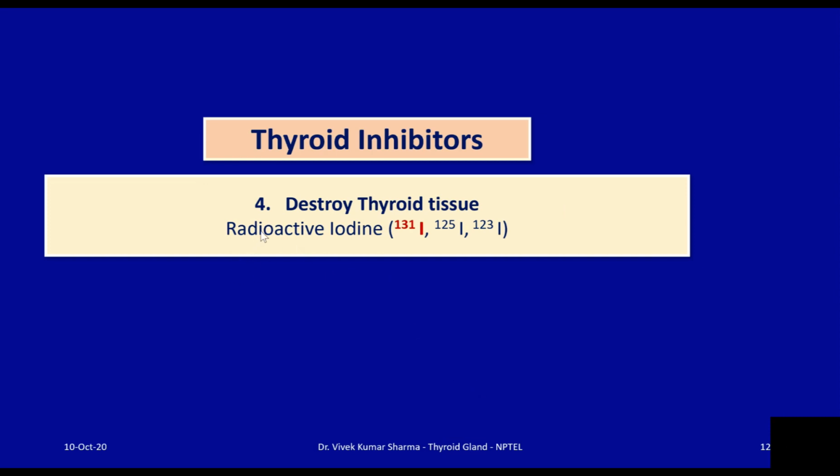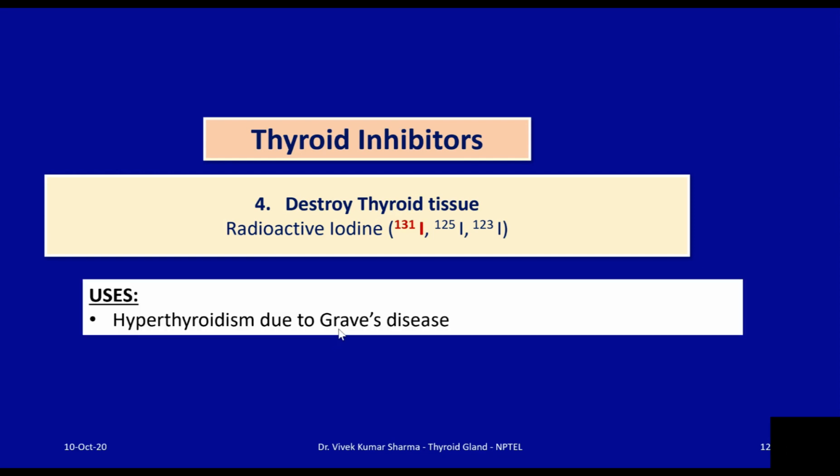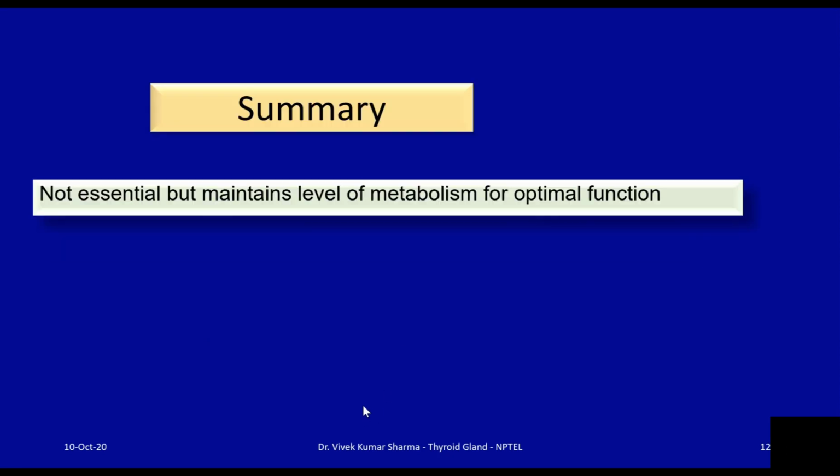The fourth class is those drugs that destroy the thyroid tissue. They include the radioactive iodine isotopes, which are usually used in Graves' disease.